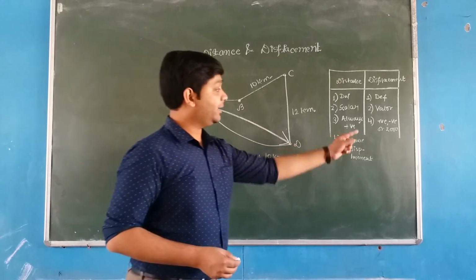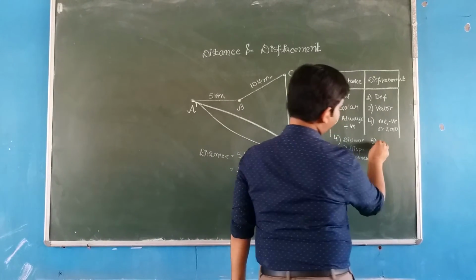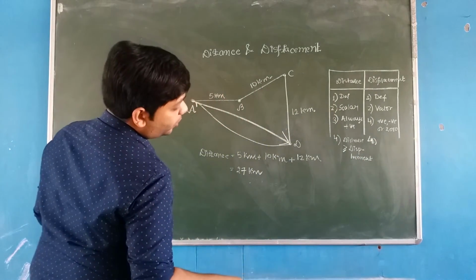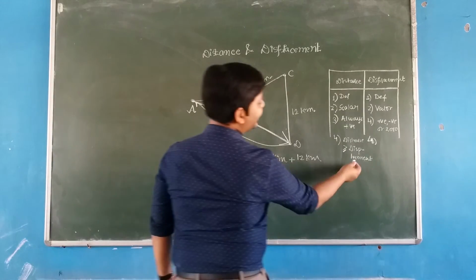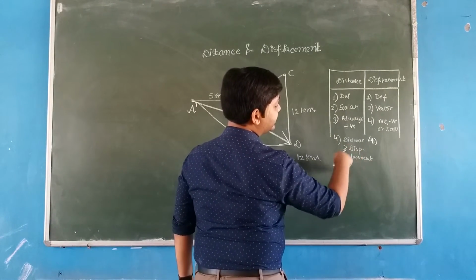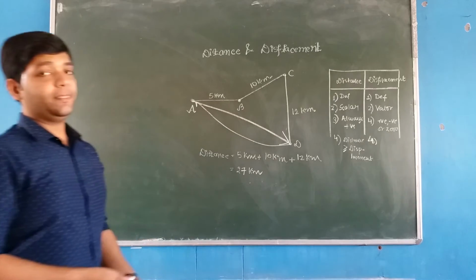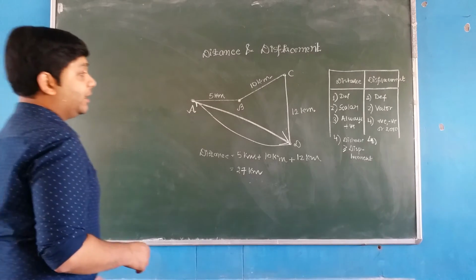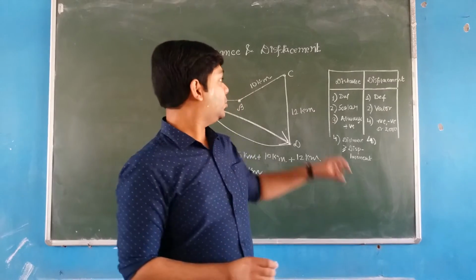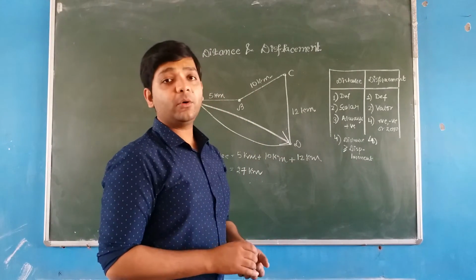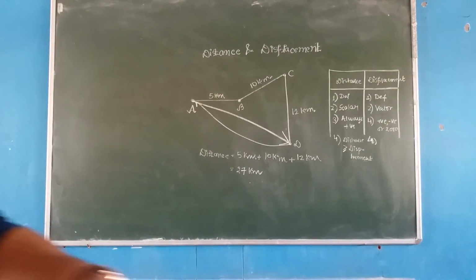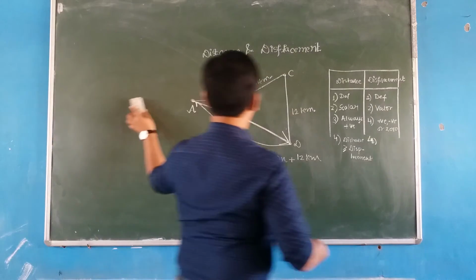Right? Now under the column displacement, please write the fourth point. So displacement is always less than or equal to distance traveled. The opposite of this we will write here, displacement is always less than or equal to distance traveled. I hope I am clear to everyone. So these were few basic things that you should know about distance and displacement. Now let us practice some numerical problems based on distance and displacement.